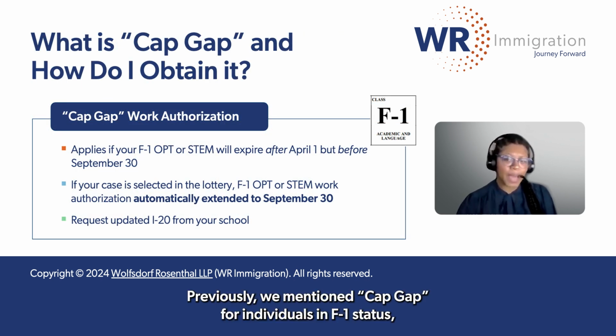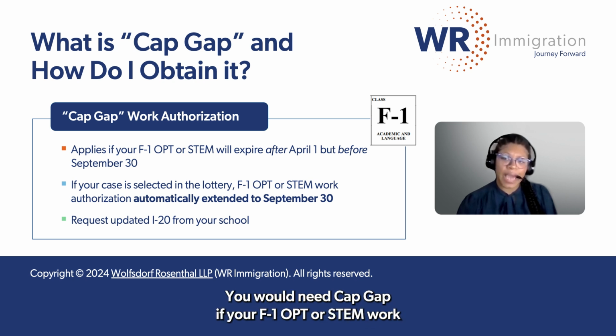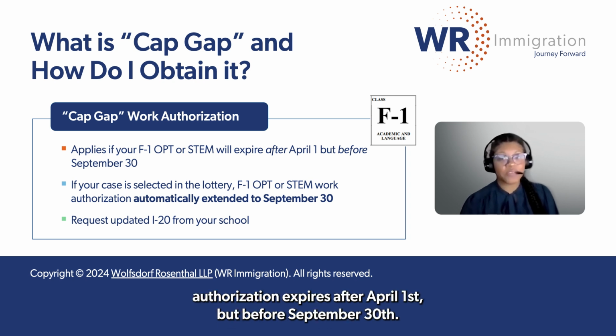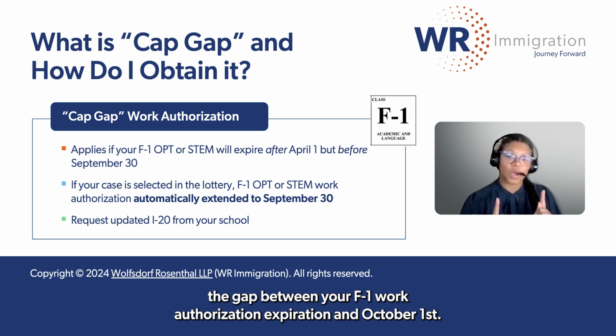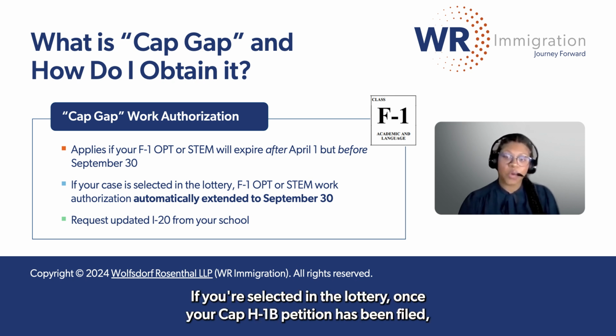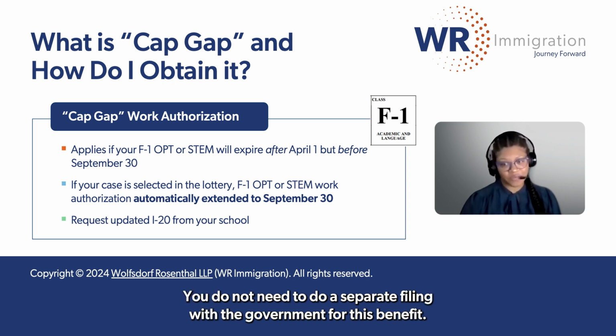Previously, we mentioned CAP Gap for individuals in F1 status, so let's talk more about who needs CAP Gap protection and how you can obtain it. You would need CAP Gap if your F1 OPT or STEM work authorization expires after April 1st but before September 30th. This CAP Gap provision allows you to automatically bridge the gap between your F1 work authorization expiration and October 1st. If you're selected in the lottery, once your CAP H-1B petition has been filed, you would provide the receipt notice to your school so that they may issue you an updated Form I-20. You do not need to do a separate filing with the government for this benefit.